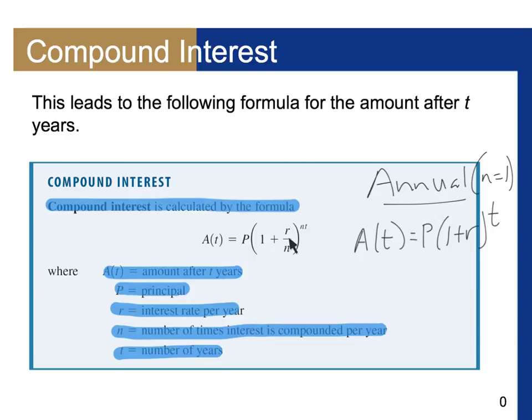When we do it more than once a year, we're going to have to do r over n and n times t here. So r over n here and n times t in our exponent. So we're going to calculate interest more often than once a year if n is more than 1.